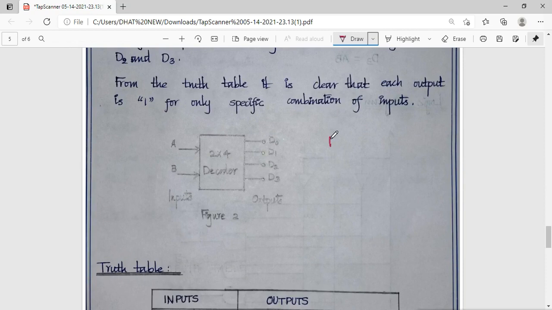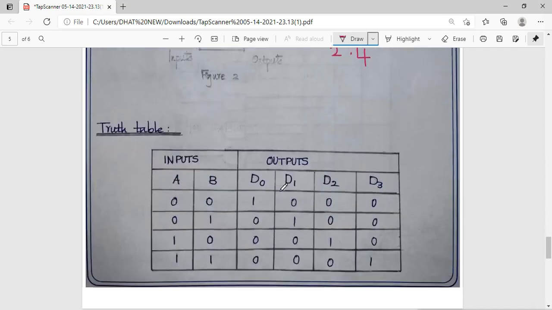Here, a decoder has n input lines and 2^n output lines. If n is 2, we have 2 input lines and 4 output lines. Here we have the 2:4 decoder block diagram. A and B are the input lines, D0 to D3 are the 4 output lines, and we will see the truth table.